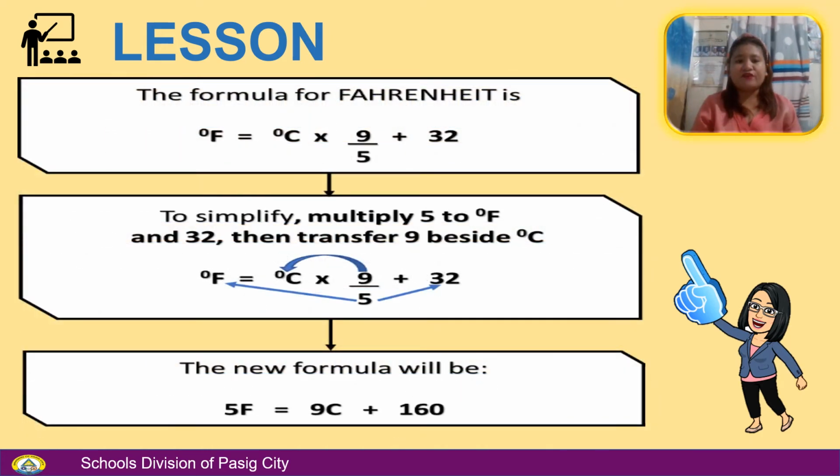The formula for Fahrenheit is degrees Fahrenheit is equal to degrees Celsius, multiply by 9, divide by 5, plus 32. To simplify, multiply 5 to degrees Fahrenheit and 32. Then transfer 9 beside degrees Celsius. The new formula will be 5F is equal to 9C plus 160.